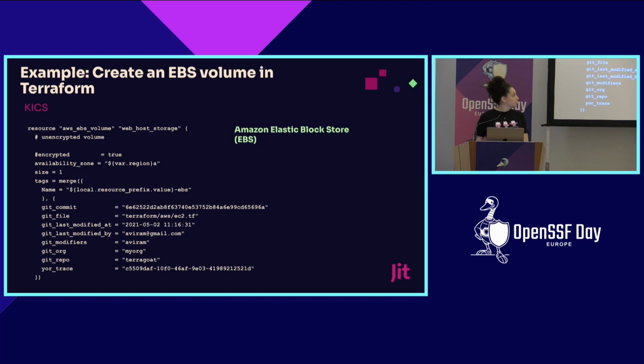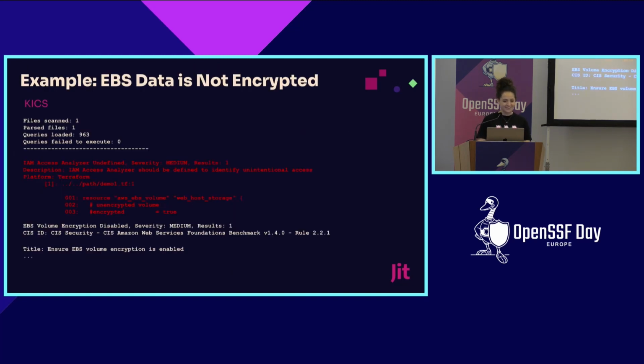So let's say I want to build an EBS volume in Terraform, for example. We can see that the encryption configuration is commented out here. So I'm a careless developer. Now, if I'm scanning this code using KICS, I get these results that say that the volume encryption is disabled, and you can see exactly the line that is causing this vulnerability and the exact reason for it.